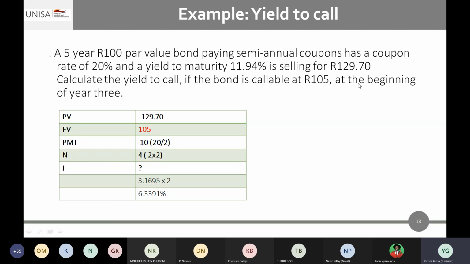Then we look at our period. It says at the beginning of year three, so how many years is that? The beginning of year three is not included, so we've only covered 2 years, year one and year two. After 2 years, it's callable. So we say 2 times 2, which is equal to 4. Then remember to put your negative in front of present value so that we can calculate our yield to maturity. If we input all of this information, we compute our yield to maturity, which will be 3.169. We times by 2 to get the annual yield to maturity.